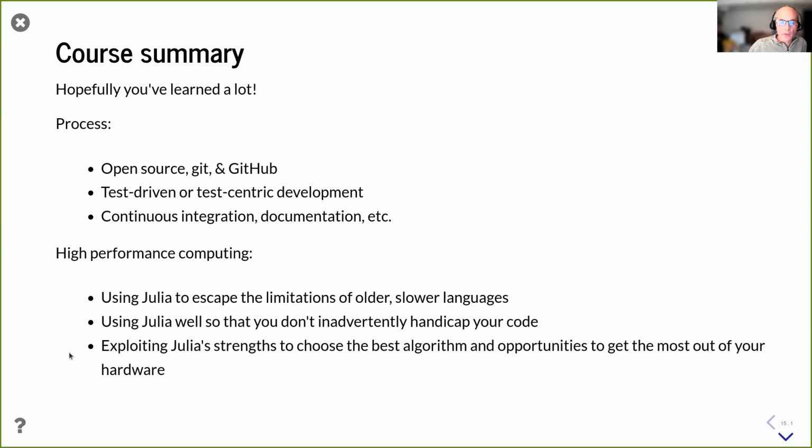The other half of the course was really focused on how you leverage Julia to achieve good performance. Because of the way it's designed, you can use Julia to really escape the limitations of some older languages. It is important to use Julia well, because you can handicap your code, and the consequences for your performance are quite severe if you do so. But there aren't that many things that you have to know in order to write good idiomatic Julia code.